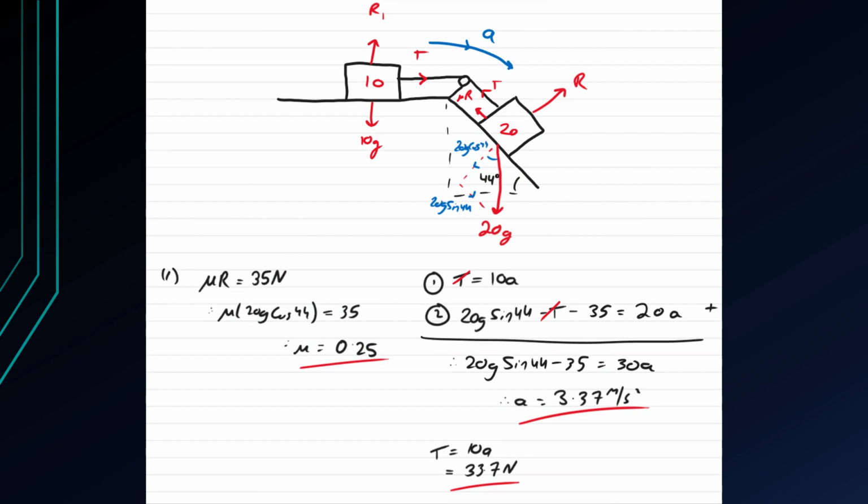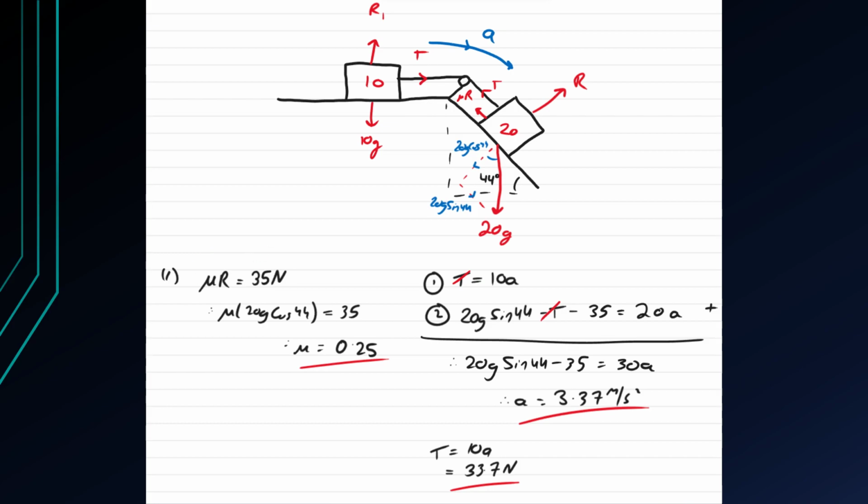So here is our situation. We have our 10 kilogram particle on a smooth flat plane. We have the reaction force, the tension, and the weight acting here. The second one is on a 44 degree incline. So we have the normal reaction force acting perpendicularly. We have the weight force parallel to the plane. The tension and the friction acting back against the block as well.